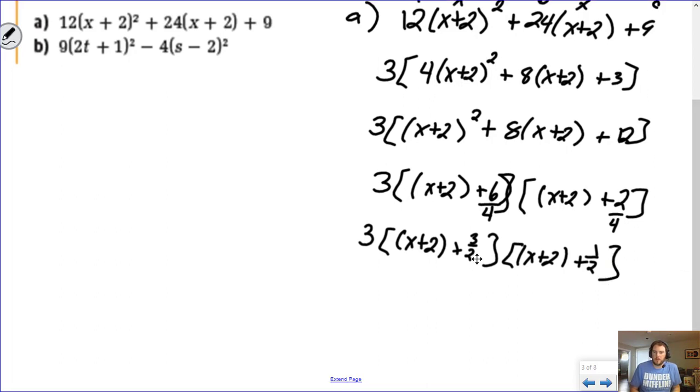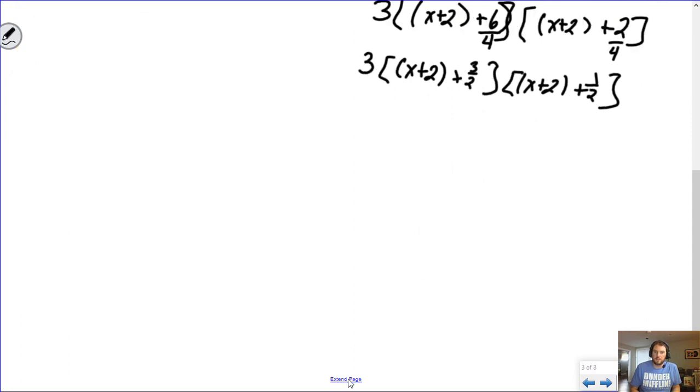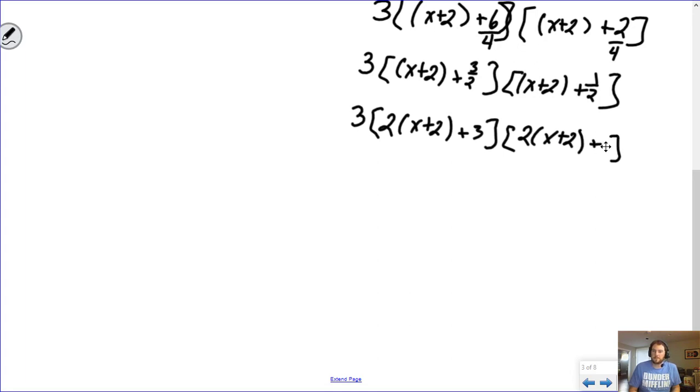And then finally, we need to take their denominators and slide them in front of our variable. So again, the 3 is still there. This 2 slides to the front, so 2x plus 2 plus 3. And this 2 also slides to the front, so 2x plus 2 plus 1.